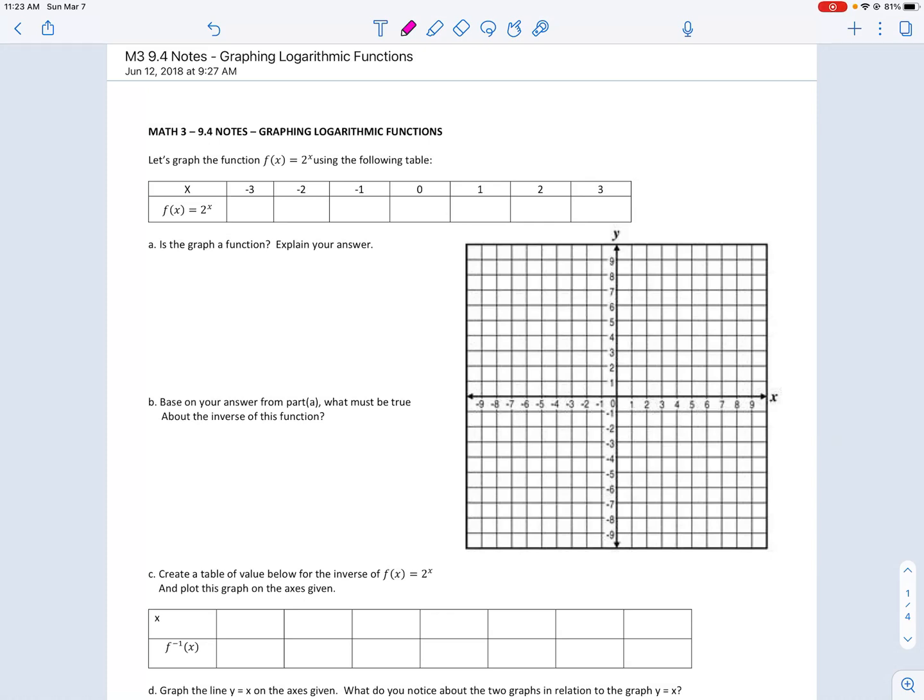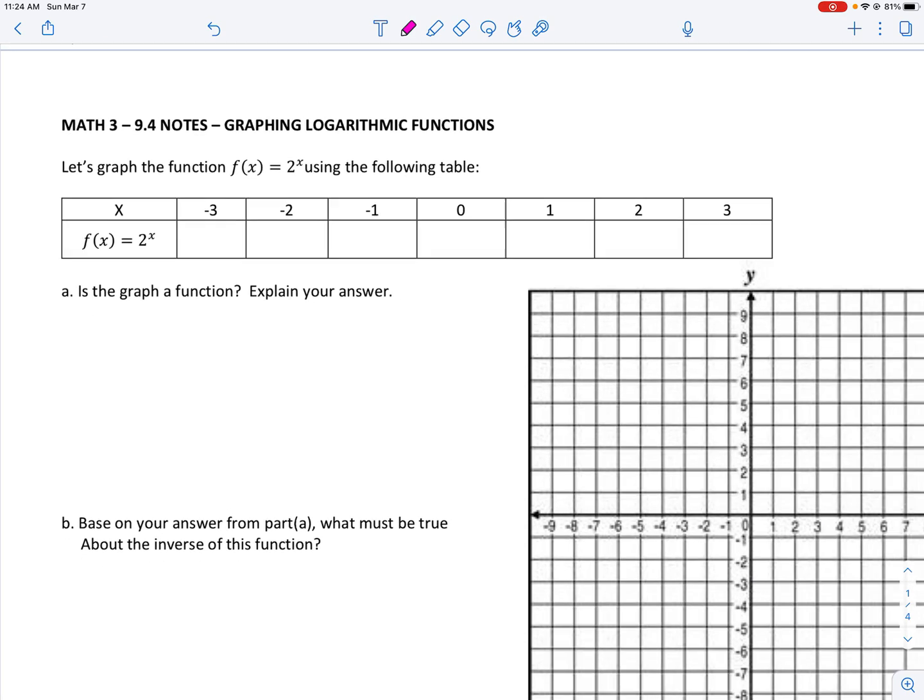Hello. Today we are graphing logarithmic functions. So this is our graphing section for logs. So let's graph the exponential function 2 to the x first.